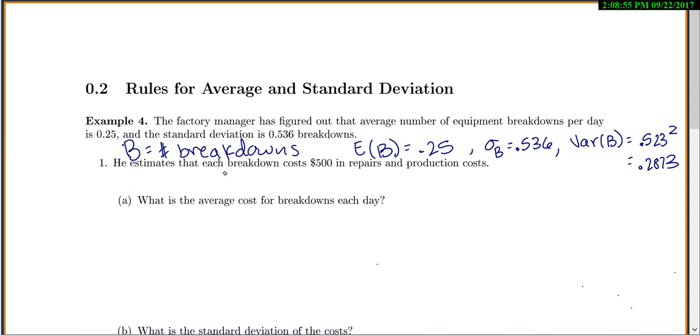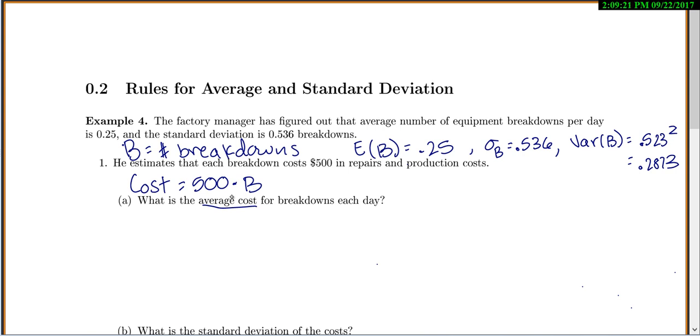Now, he estimates that each breakdown costs $500 in repairing production costs. And we know we're looking for average cost and standard deviation of cost. So we're going to make a new random variable called cost. The cost is 500 times the number of breakdowns, right? So cost is 500 times the number of breakdowns.